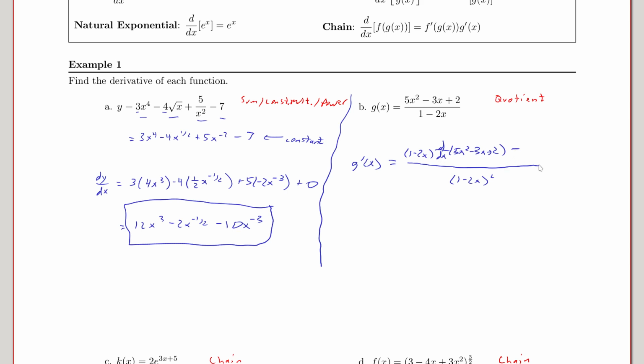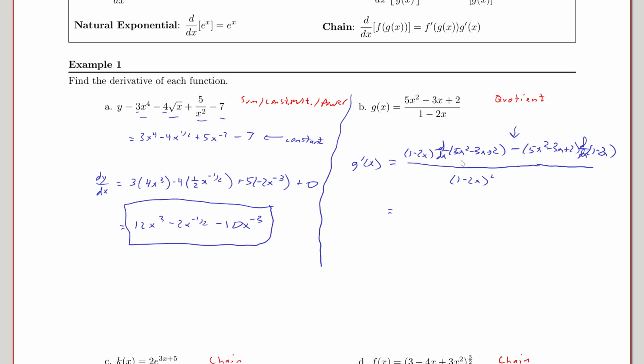And then we would have minus, and then we switch the order. So it'll be the top, 5x squared minus 3x plus 2, times the derivative of the bottom, 1 minus 2x. So the reason I start this way is so that the first function I differentiate is the numerator, because of the subtraction symbol here.